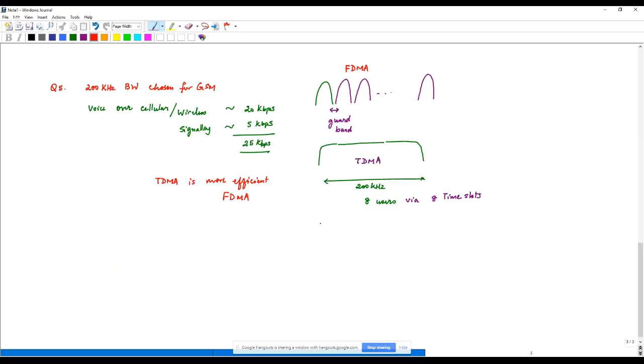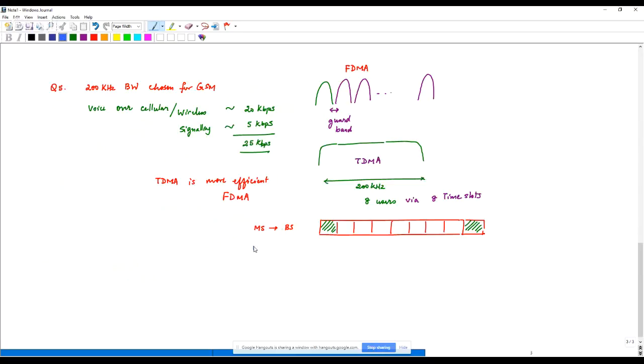So typically, on the mobile to the base station, this is the time. 8 time slots are present. 1 2 3 4 1 2 3 4 5 6 7 8. Okay, so now if I have assigned this particular time slot to my user, again after 8 time slots the user will get a chance. So basically 8 time slots on a repeating basis. So this is for mobile to base station.